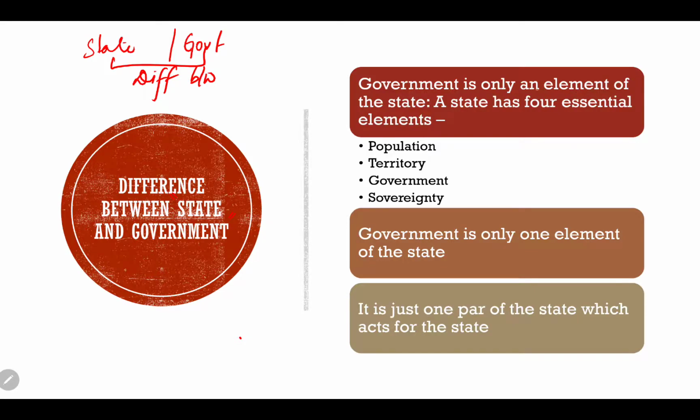A government is an element of a state, okay. A state has four essential elements, and government is one of them. It is just one part of the state which acts for the state. So government is only one mechanism out of the four, one mechanism which works for the state, okay.